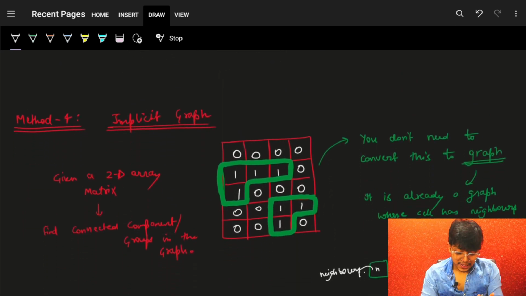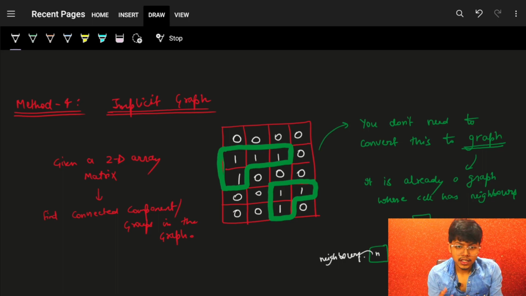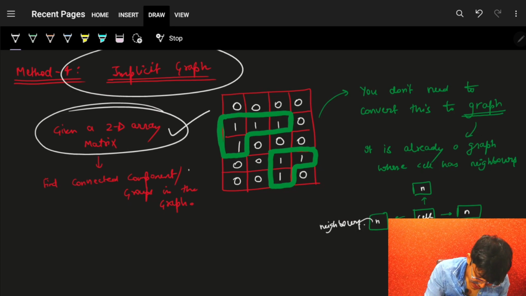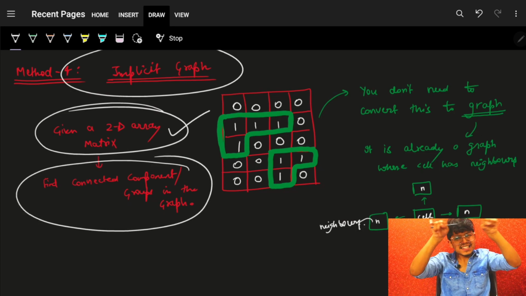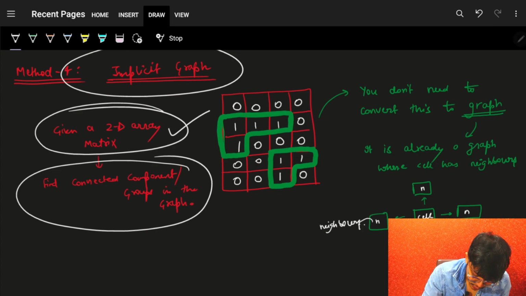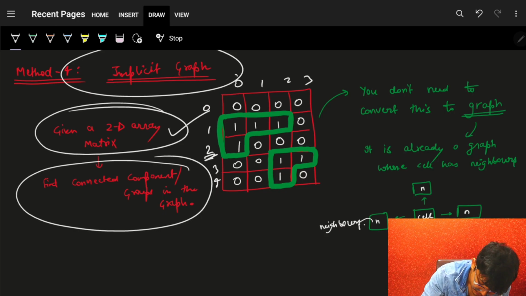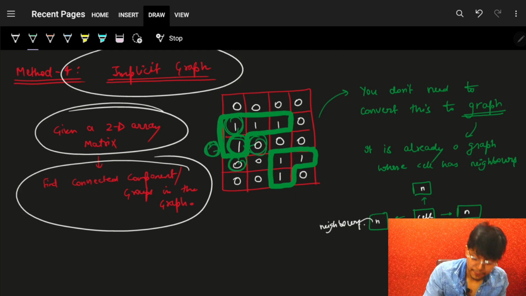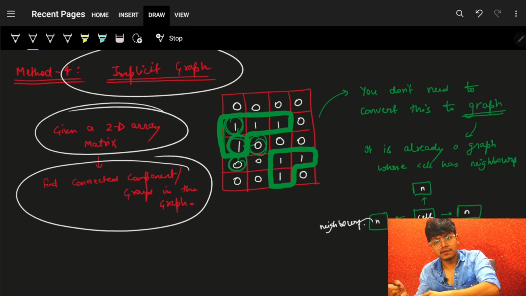Last but not least, you will actually see this in the graph. Other people teach it in the graph, but actually you don't need to make a graph out of this matrix, which means it is called an implicit graph. What happens is this, we have a 2D array matrix, and we need to find, let's say, connected components. Basically it's just a 2D array. It's not a graph, which means if I have a 1 here, I'm not saying that my node 2 and my node 0 are connected. I'm not saying that. I'm just saying that this particular node is connected with the above node, the right node, the bottom node, and the left node, if there is a left node, if there is an above node, if there is a right node, if there is a down node.